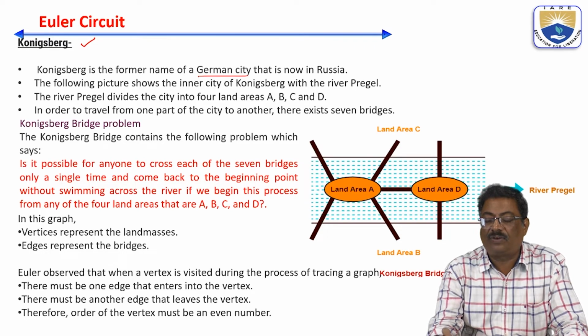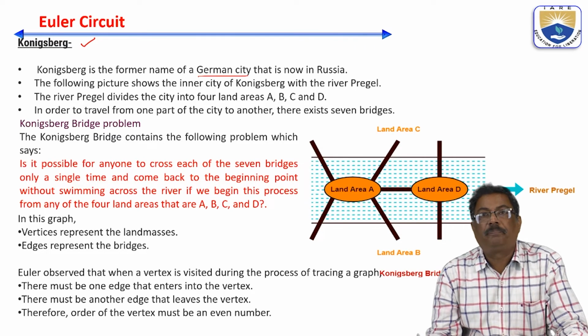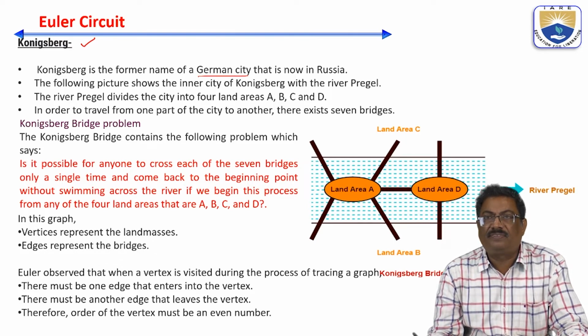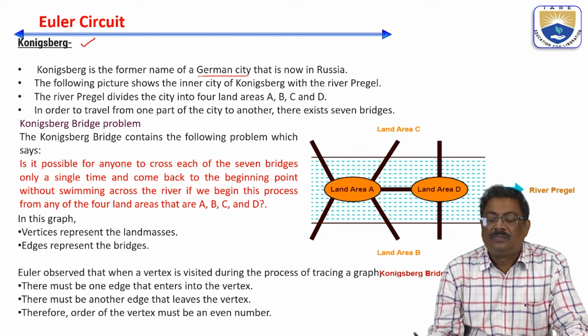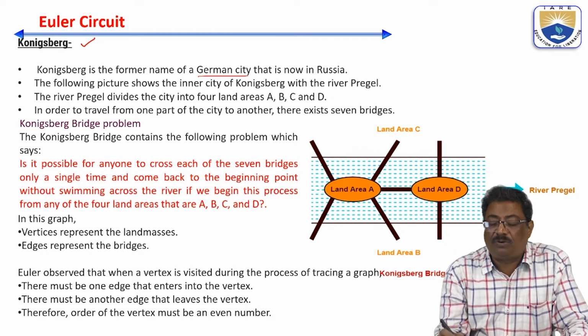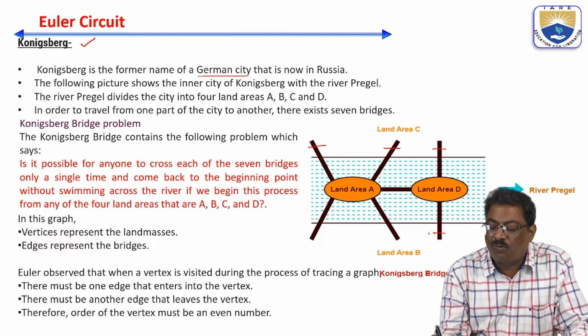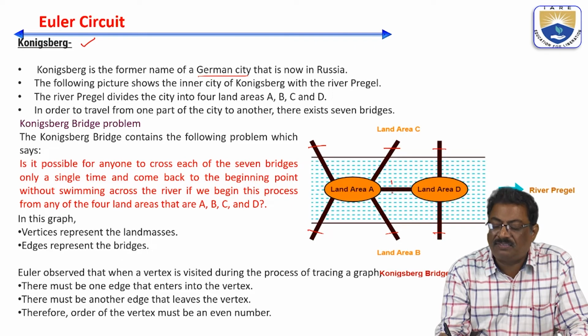Those land areas we are calling A, B, C, D. In order to travel from one part of the city to another part of the city, there will be bridges. So there will be 7 bridges. That is 1 bridge here, 2, 3, 4, 5, 6, 7.